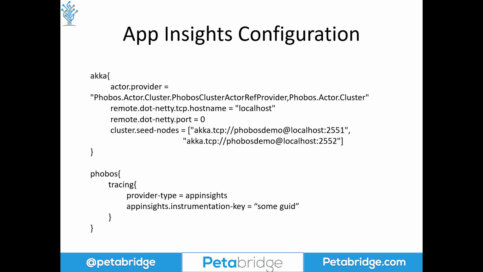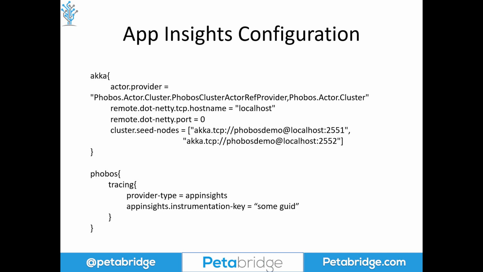The way we work with Microsoft Application Insights and Phobos is we need to install the Application Insights NuGet package for Phobos. So that's phobos.tracing.applicationinsights. And then we want to configure our actor system using the following HOCON. We're going to specify that the akka.actor.provider is going to be the Phobos cluster actor provider. This is what brings in all the instrumentation we're going to use to actually have our actors record both traces and metrics. So we want to set that up.